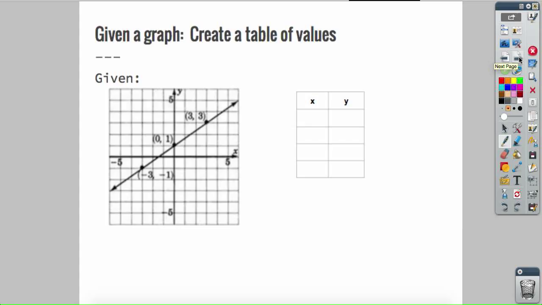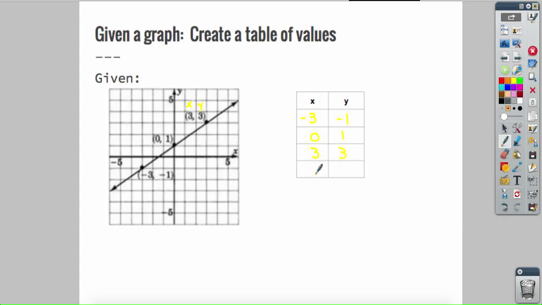This time, if we're given a graph, can we create a table of values? The great news is that anytime they give us the points on the graph, they have just given us a collection of x values and y values that will go right over here into our table. So I'm going to start with our negative numbers first, and I'm just going to plot them into the table right as they appear from my graph. So the point (-3, -1) translates right over here to my table. I can do the same thing with my point (0, 1), and then (3, 3).